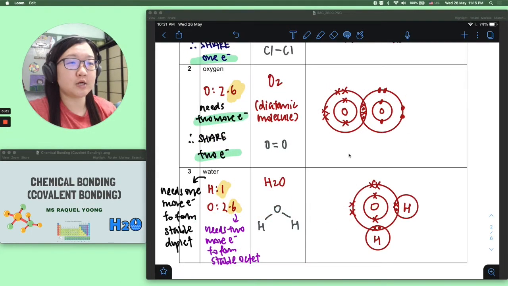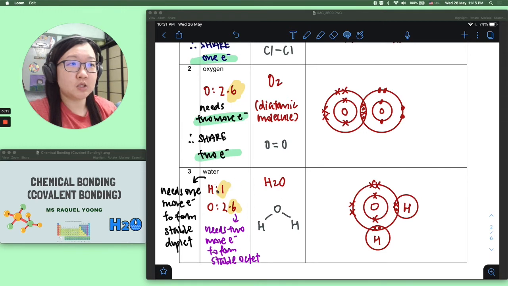Let's now look at question 3. In the earlier two examples, we saw molecules of elements. From question 3 onwards, we'll look at molecules of compounds. So water, everybody knows that it's H2O, the chemical formula.